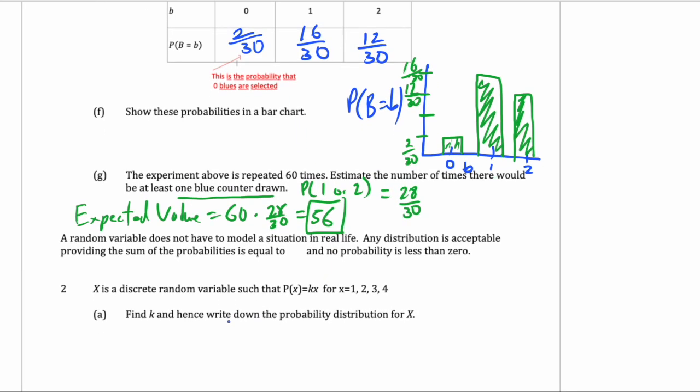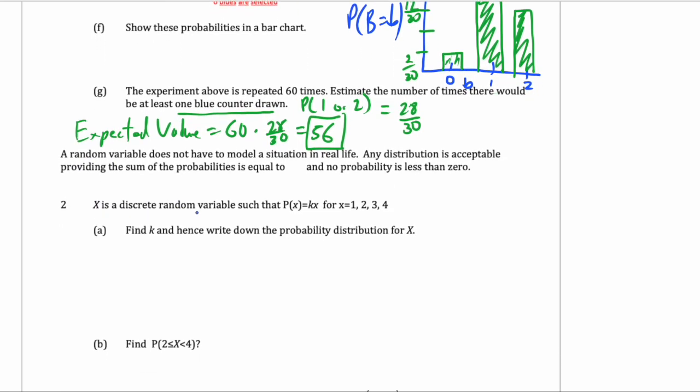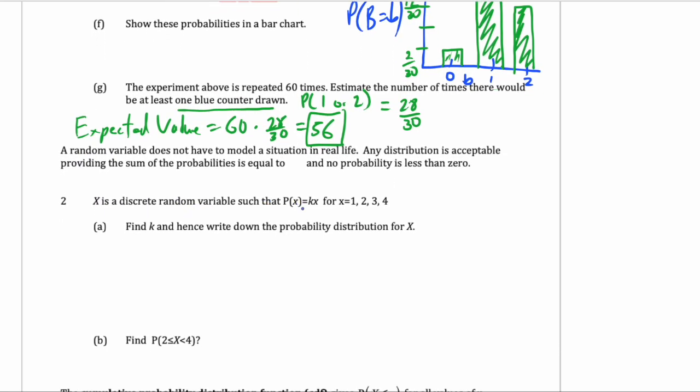Okay, for the next question, X is a discrete random variable such that the probability of X equals kx for each of these. Well, maybe that's a bit confusing, but let's just make the diagram to see what we're talking about here.